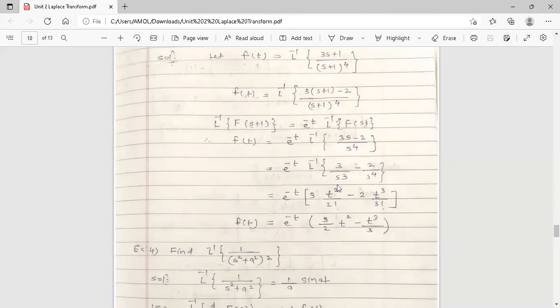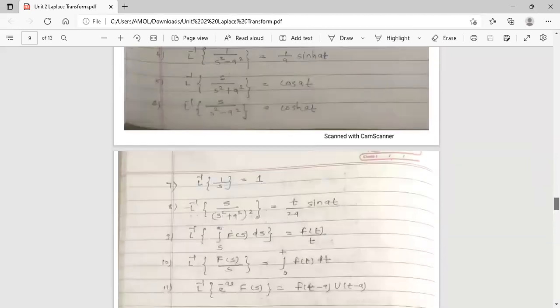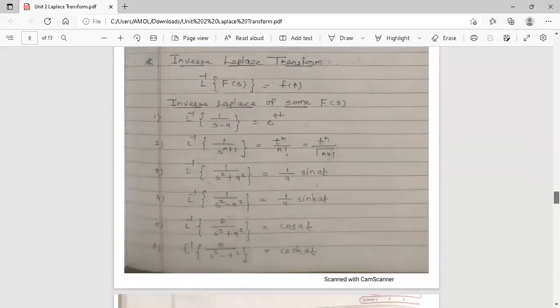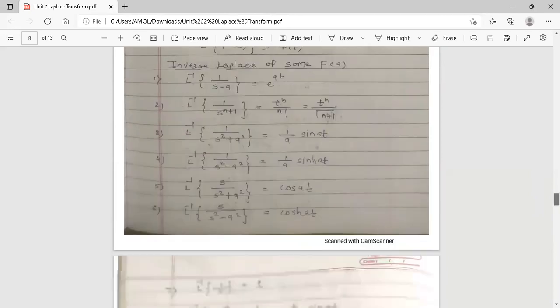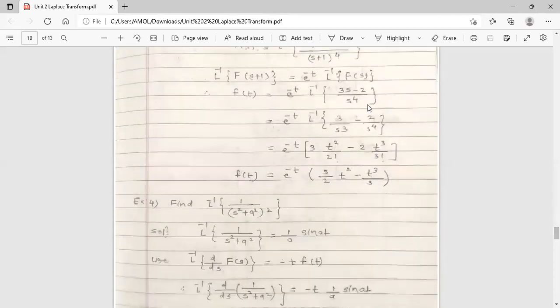So inverse Laplace of 3 upon s raised to 3: 3 constant as it is. 1 upon s cube, it is t square upon 2 factorial. We are using this formula here. We are using this second formula: inverse Laplace of 1 upon s raised to n plus 1 is t raised to n upon n factorial. We are using this formula there. So 3 constant, 1 upon s cube, its inverse Laplace is t square upon 2 factorial, minus 2 constant, inverse Laplace transform of 1 upon s raised to 4 is t cube upon 3 factorial using the same formula.